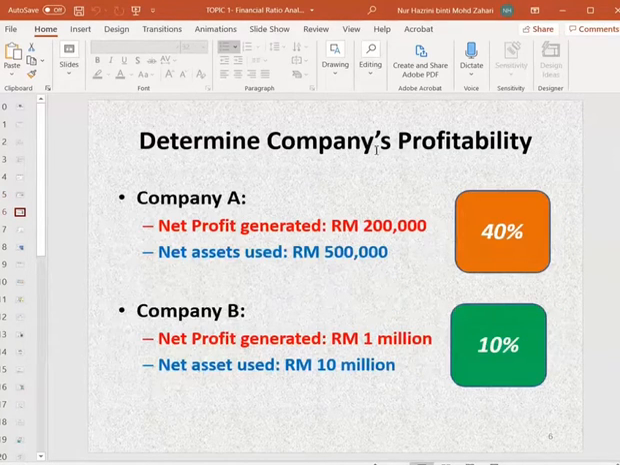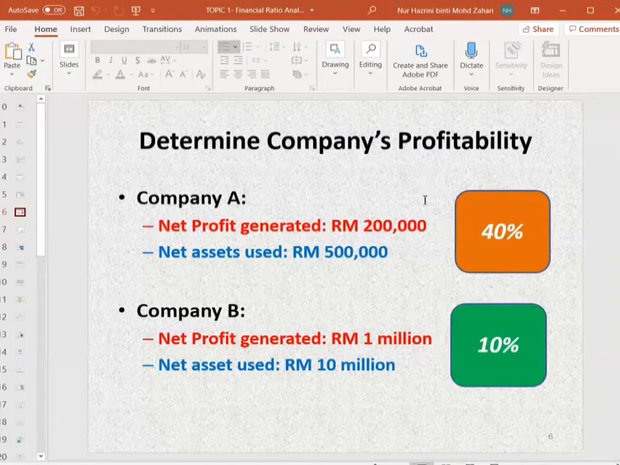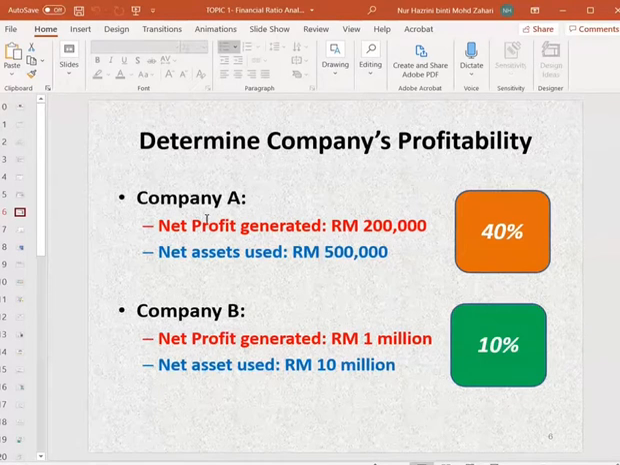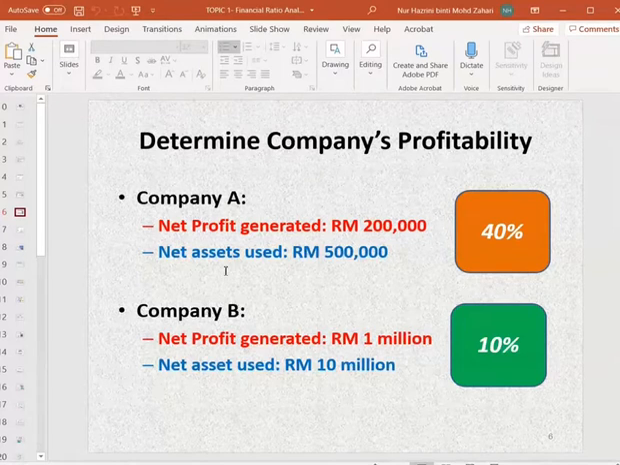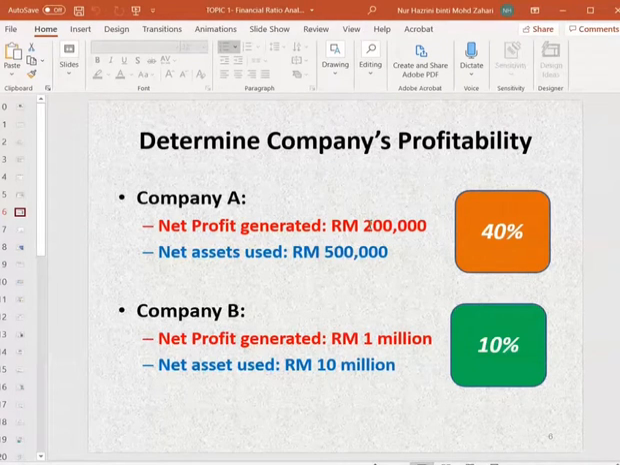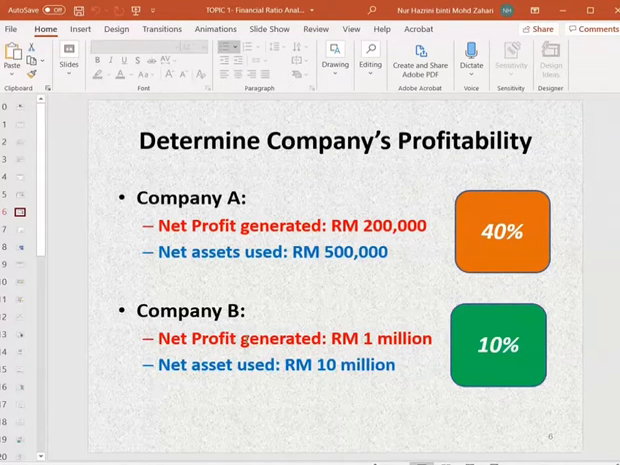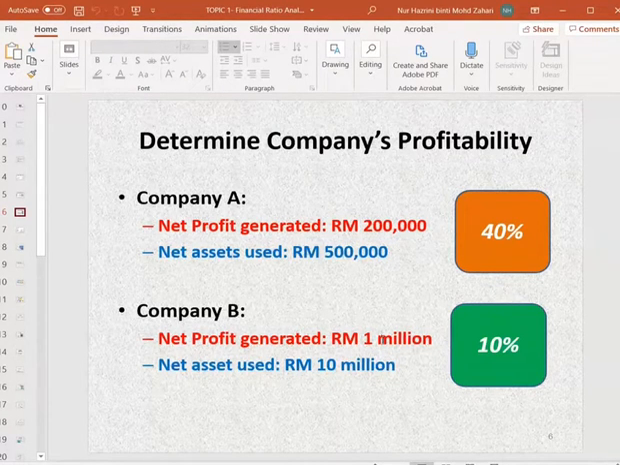Okay, so this is a very brief example of why financial ratio is important. Let's say you have company A and company B that you want to compare, and I give you only the net profit figure. Company A has a net profit of 200,000. Company B has a net profit of 1 million. If you just look at the net profit figure, you might say that company B is doing better.